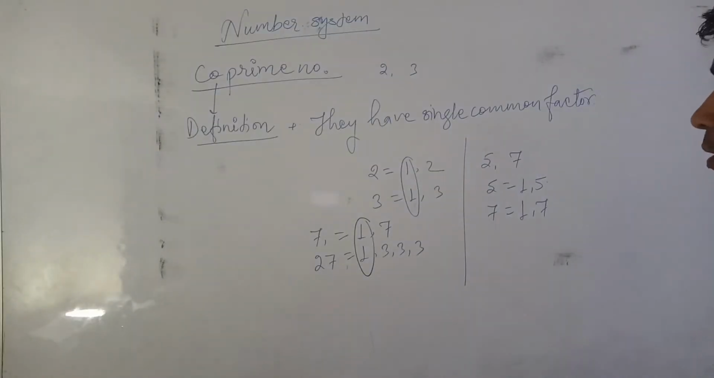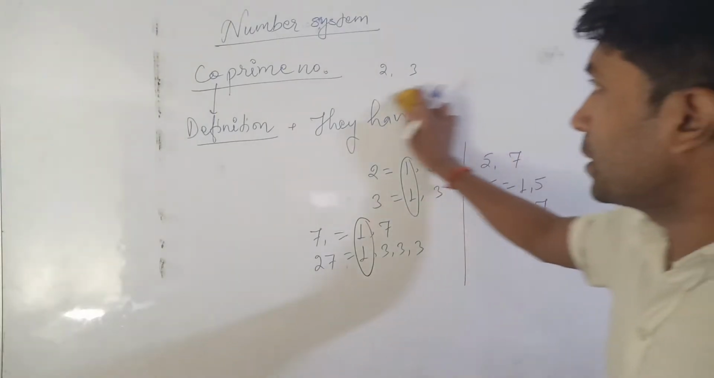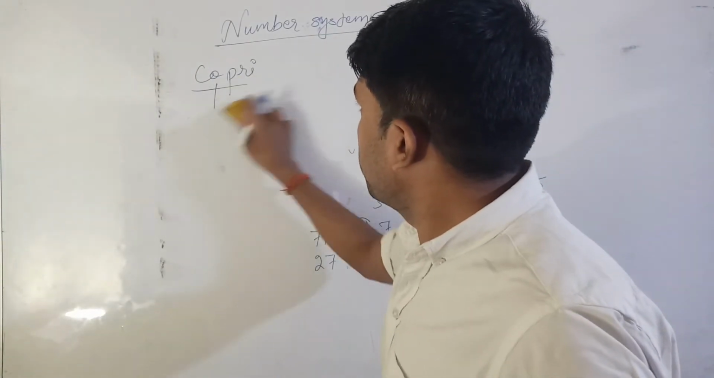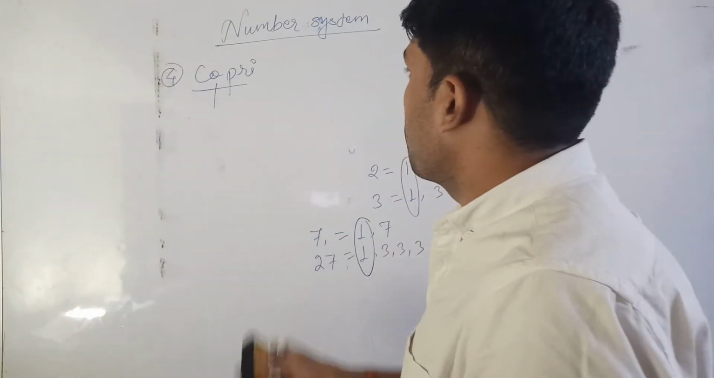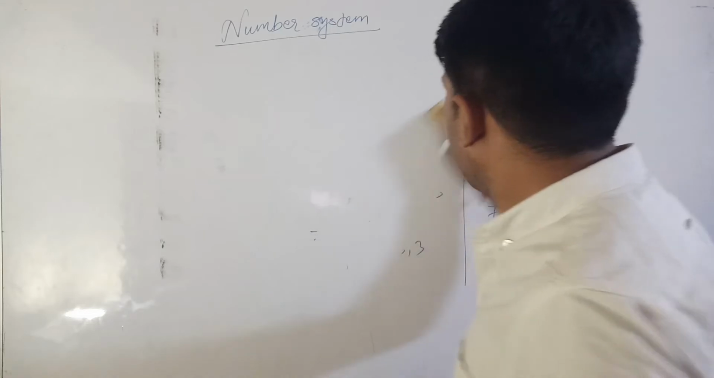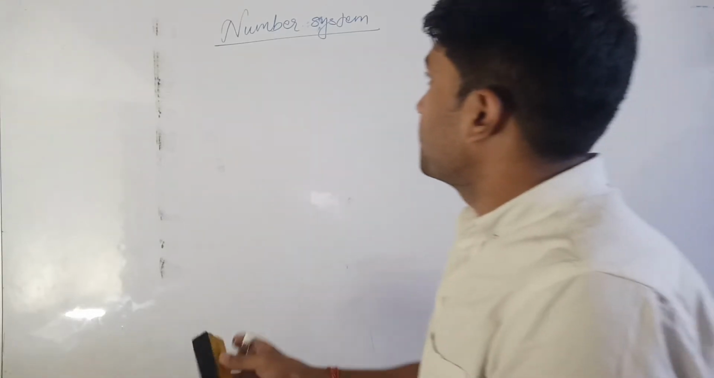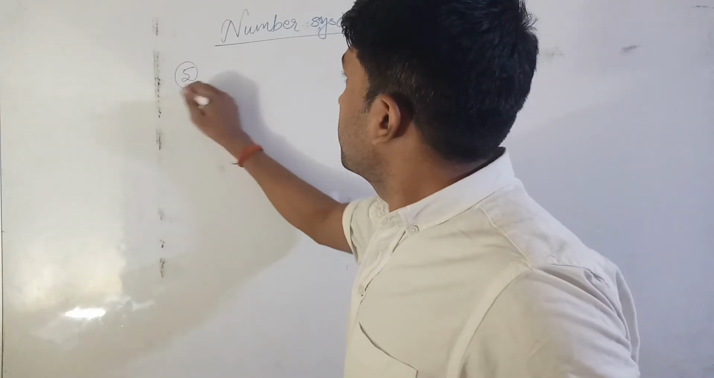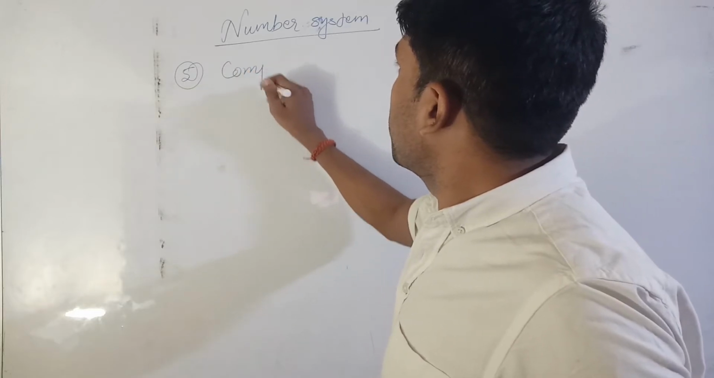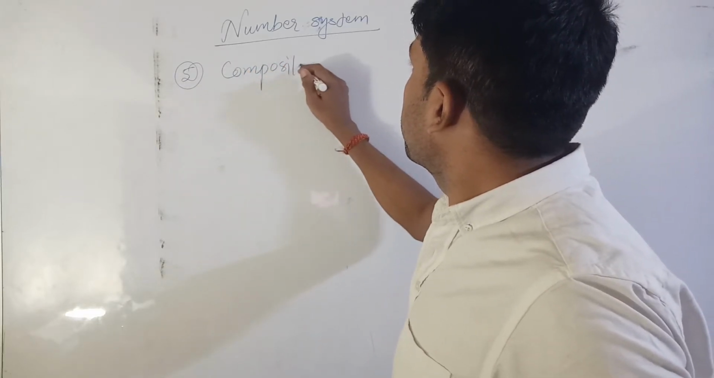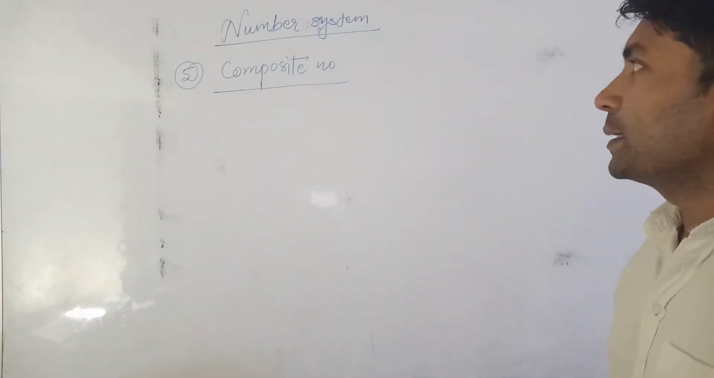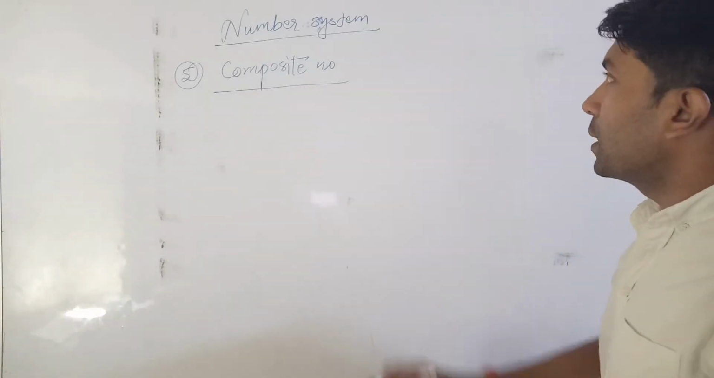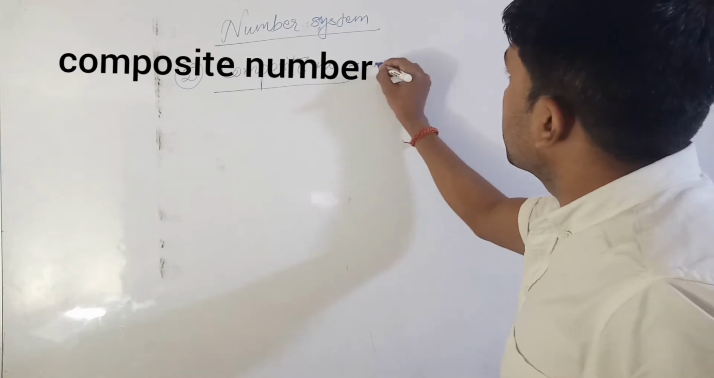Okay. Now let's talk about what is a composite number. This was fourth, and now we talk about a fifth. What is a composite number? Very simple to define a composite number, right? A number which has more than 2 factors.